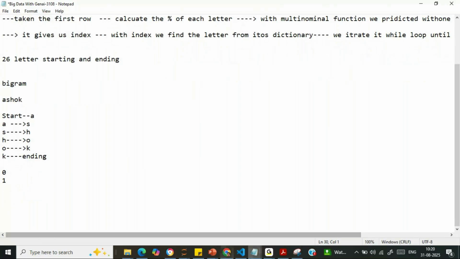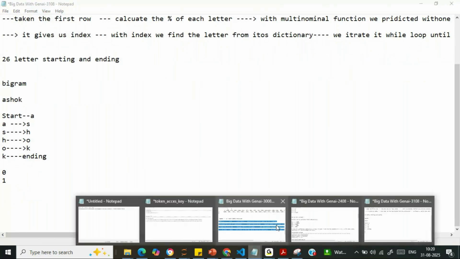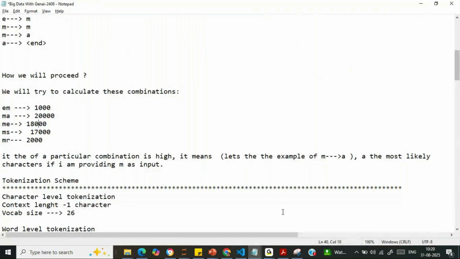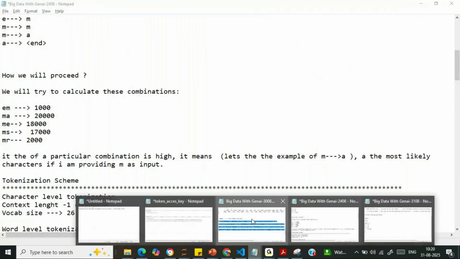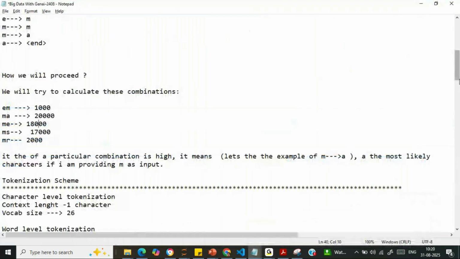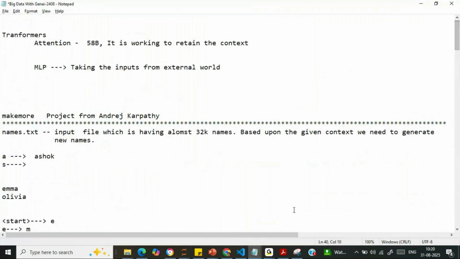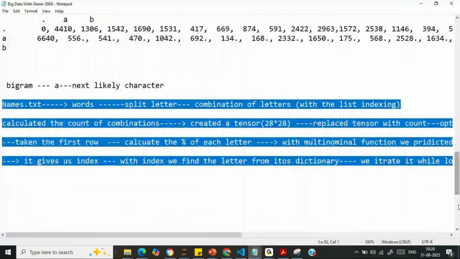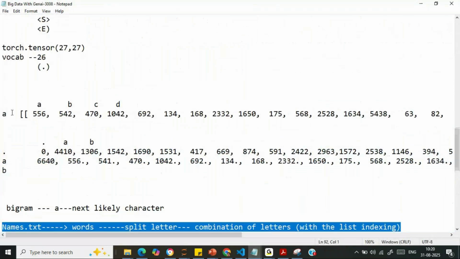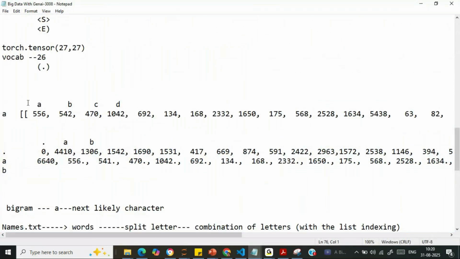I have shared this in the previous session as well. Let me show you. Just have a look over here. So A, B, C, D, E up to 28 will be there. Starting and ending character will be there. And in the same fashion, A, B, C, D, horizontally and vertically, I will be having this.